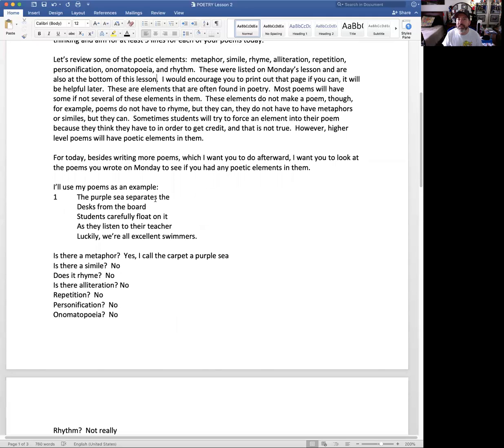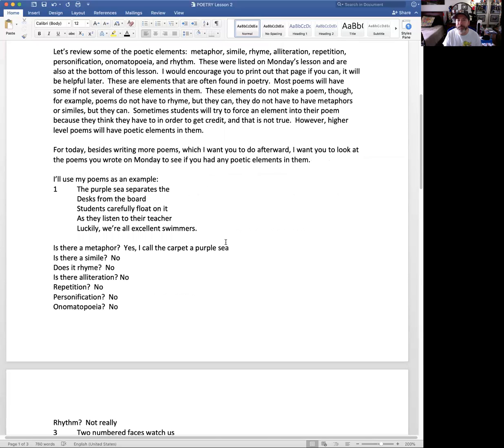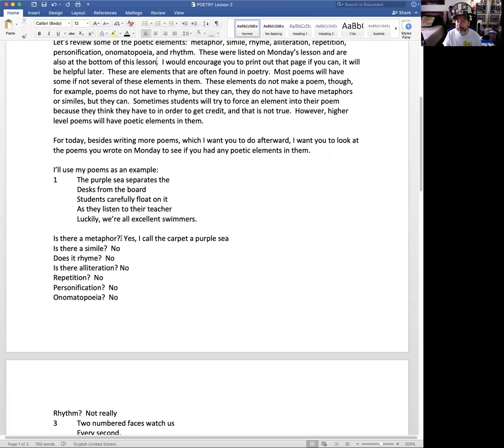Number 1: The purple sea separates the desks from the board. Students carefully float on it as they listen to the teacher. Luckily, we're all excellent swimmers. Now, was there a metaphor in there? Absolutely. I called the carpet a purple sea. Did I have a simile? Nope. There's no like or as. I mean, this as is there, but I'm not using that to compare anything. Does it rhyme? Nope. Is there alliteration? Nope. Repetition, personification, onomatopoeia? No. So this is a simple poem. It has a metaphor. It's lovely.